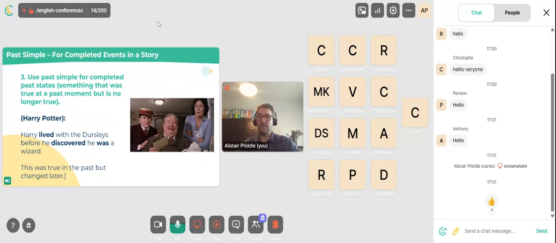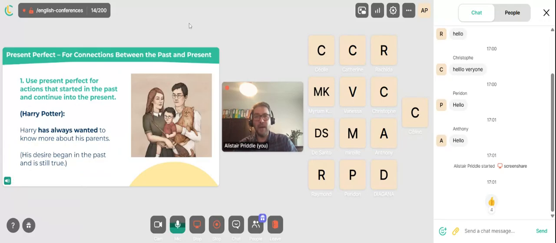Well, let's look at the third use here. Number 3, use the past simple for completed past states: something that was true at a past moment, but is no longer true. It's finished. This one is from Harry Potter. Harry lived with the Dursleys before he discovered he was a wizard. This was true in the past, but changed later. It's finished. Okay, so 3 uses there for the past simple.